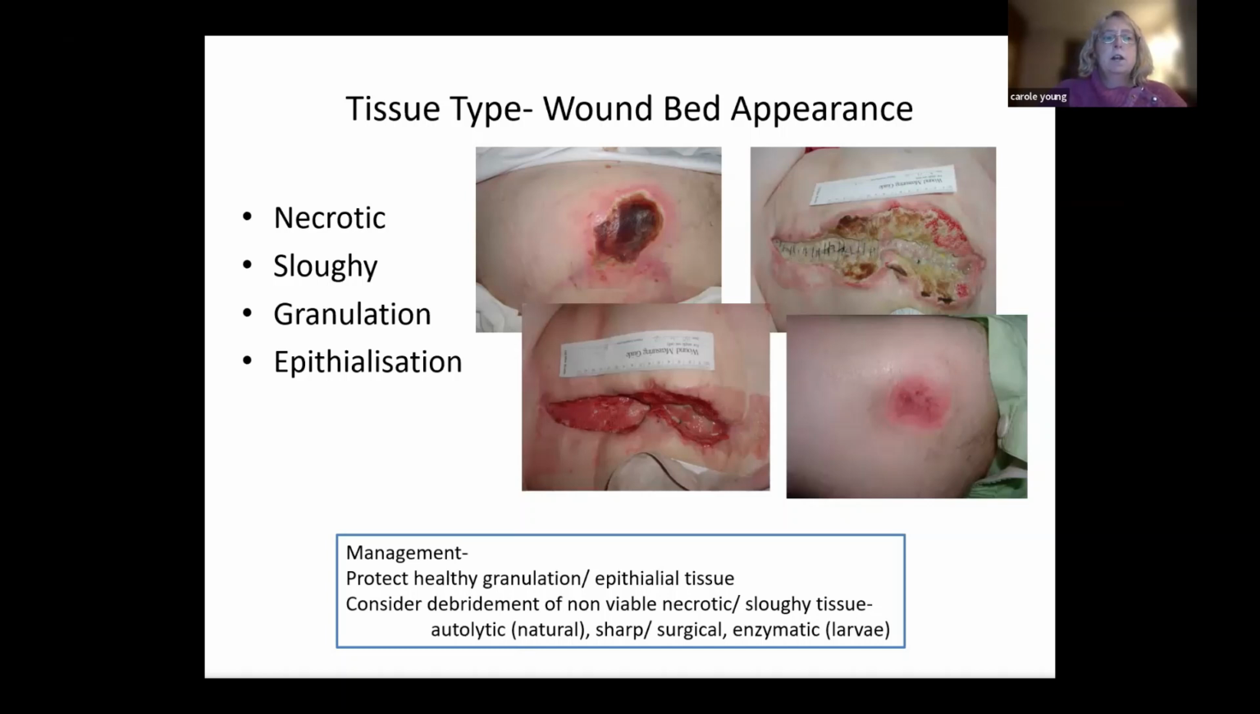Our granulation and our epithelialization wounds then are in the proliferative phase of healing. So they just need protection while the body does its thing. It's already cleaned up and it's got all the right things happening. So we may just need a protective dressing over those wounds to allow them to heal.